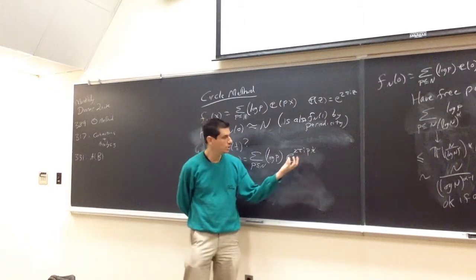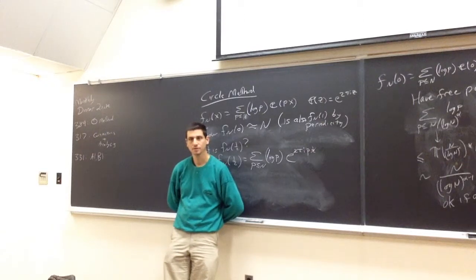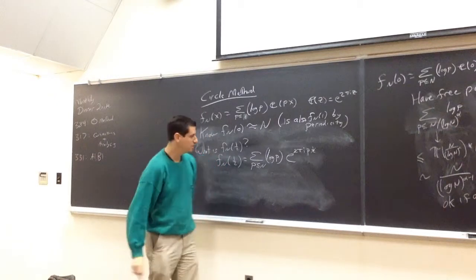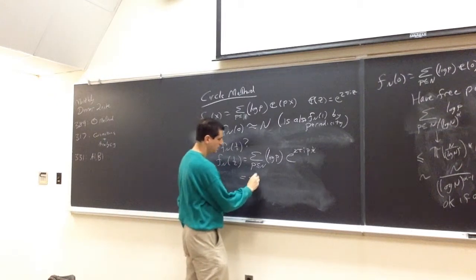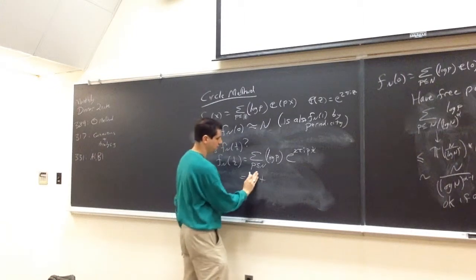So what do we know about e to the pi i p? If I take p equals 2, it's 1. Okay, after 2, it's never 1. And what is the value after 2? Negative 1. So this is equal to negative 1 plus, well, actually negative, I guess, log 2.